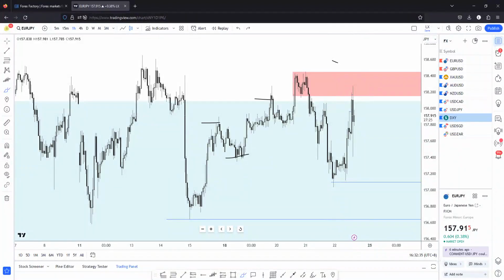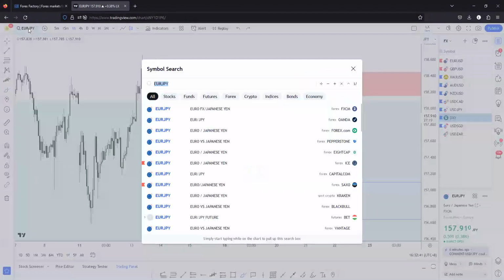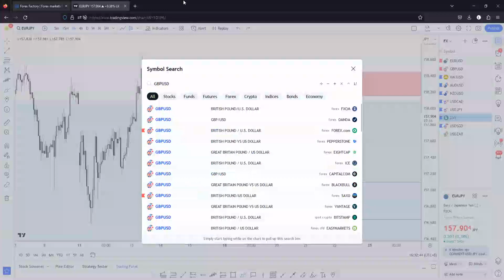Right now, let's take a look at another setup on pound dollar, dollar franc, and yes, we'll be taking a look at gold as well, Harris. So those are the setups. Let's take a look at that.